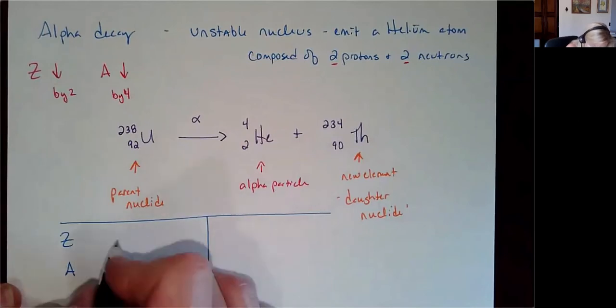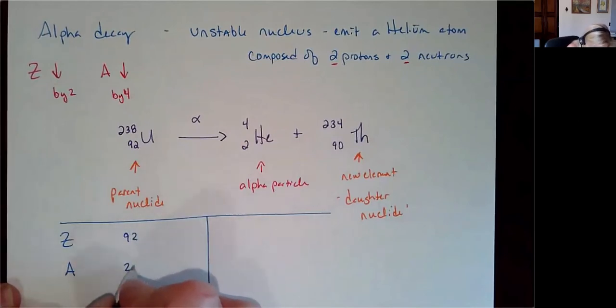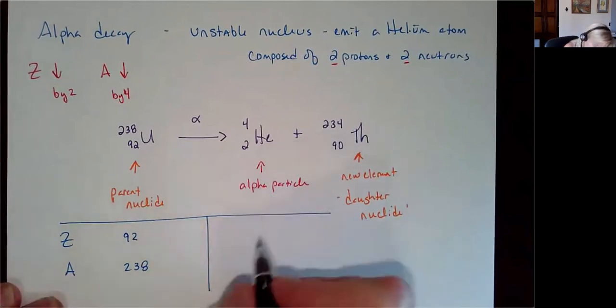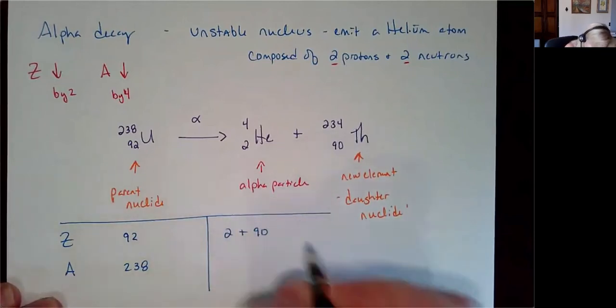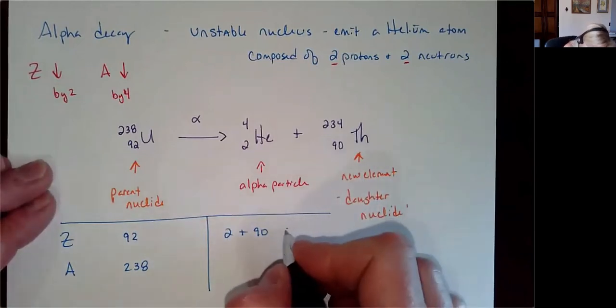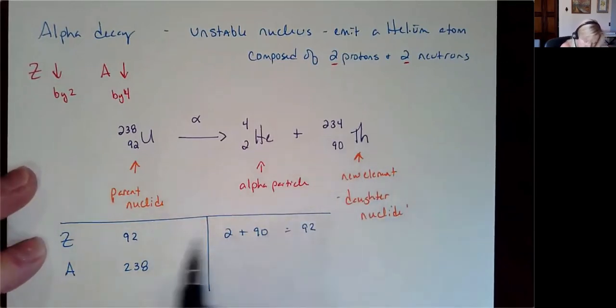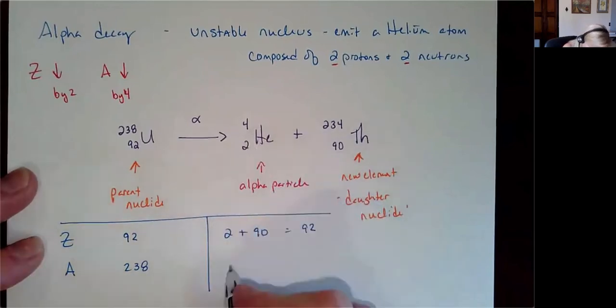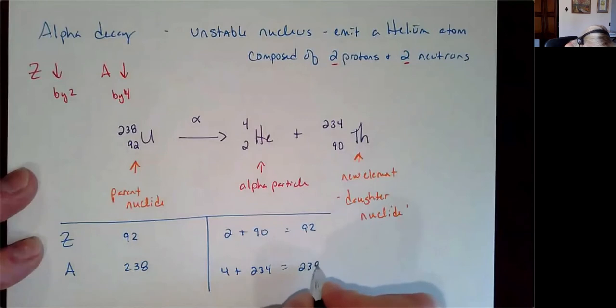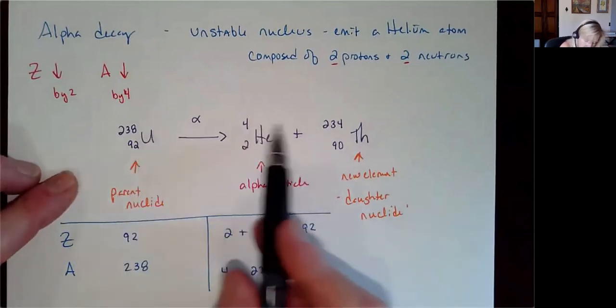I have 92 and 238 on the reactant side, and I have 2 plus 90, 2 coming from here, 90 coming from here. This is my atomic number. That's going to equal 92, so those two match. And I have 4 plus 234 equals 238, so these two match here.